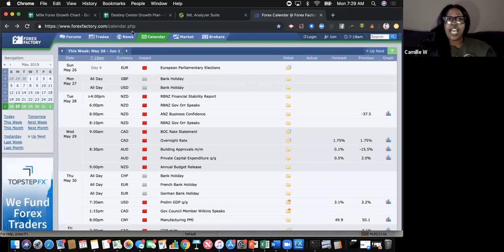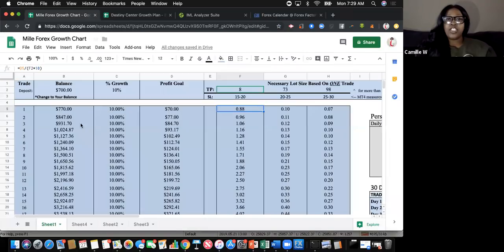Now, after you've done that, I mentioned going to your compounding chart. So here's a compounding chart. If you need more instruction on how to do this, go back to my YouTube channel. I have a video out there explaining this compounding chart.